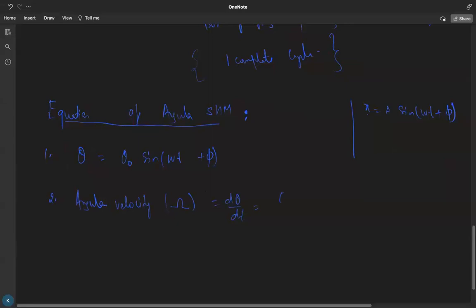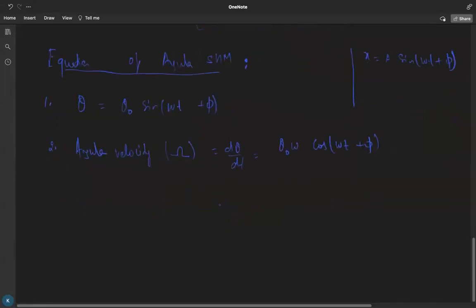So when you differentiate, what do you get? Theta naught omega cos(omega t plus phi). The third thing we have to derive is angular acceleration, d psi by dt. Obviously, like dv by dt, here it will be d psi by dt. You can call it omega, whatever, like alpha is equal to d omega by dt. And when you do so, it will be minus theta naught omega square sine(omega t plus phi).